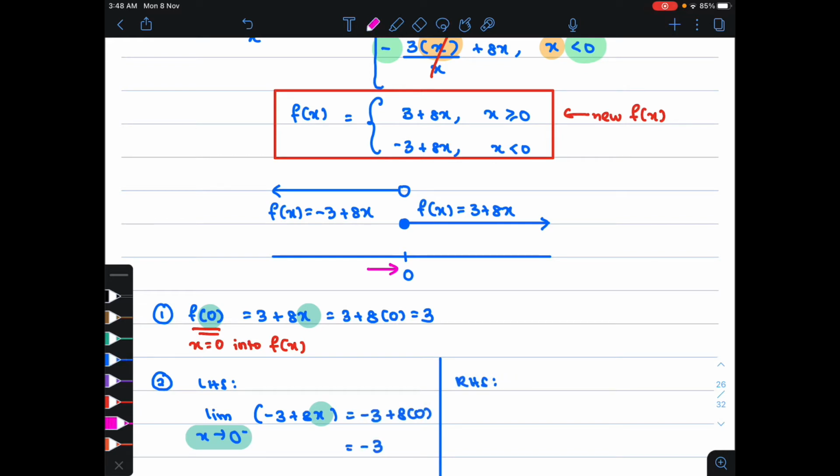For the right hand side, x is approaching 0 from the right hand side. So you can write the limit like this. And from the right hand side, the function is 3 plus 8x. So substitute x equal to 0 into x, and the answer is 3.